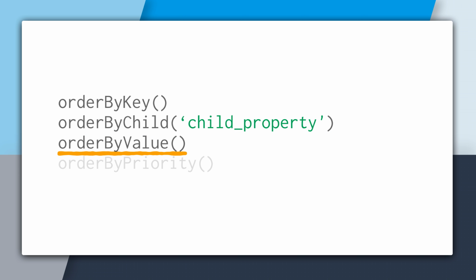Then there's order by value, where all the children are ordered by their values. And this works really well if you're dealing with numeric values and you need them to be ordered by their numeric value. And lastly, there is order by priority. I'm not going to get into this because this is sort of the old way of doing things. So anything that you can achieve with order by priority, you should really be doing with order by child.